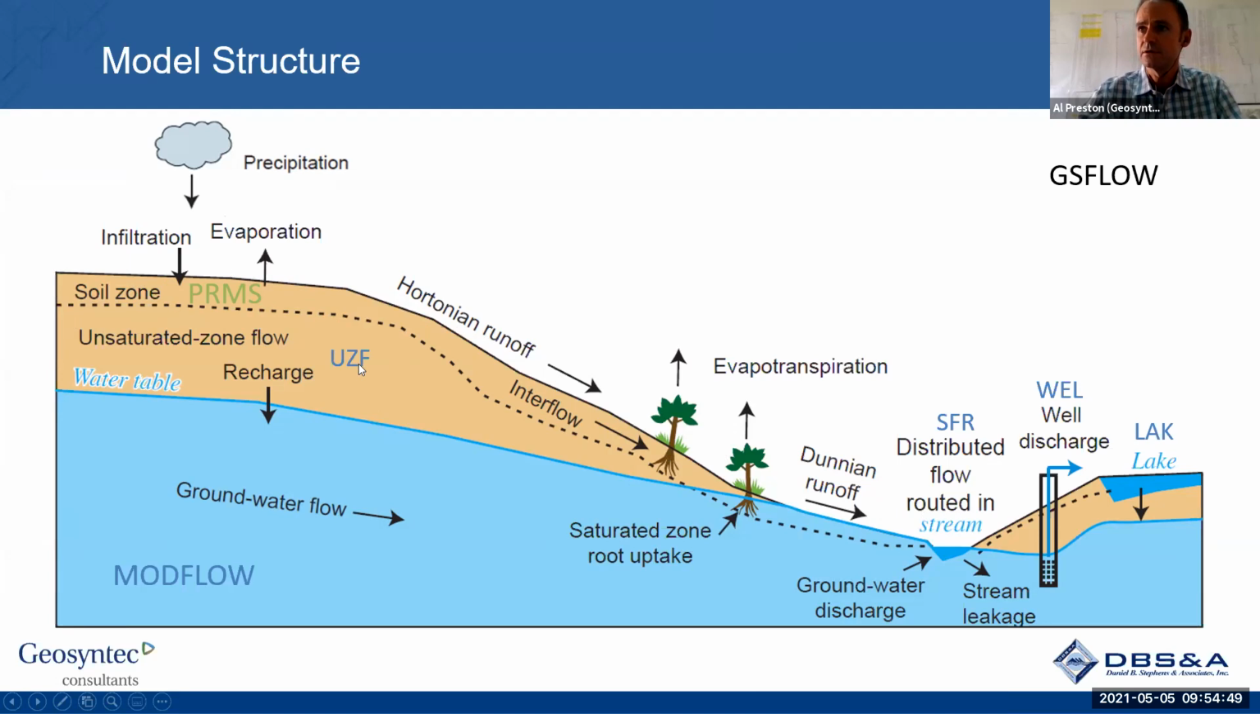So it has the unsaturated zone, it has the saturated zone. It can have uptake from the saturated zone through plants. The groundwater can discharge to streams. Streams can also recharge the groundwater through leakage. You can put in wells, which is very important because there's a lot of wells in the Ventura River watershed. And it can also have lakes, and it can have human-induced transfers of water throughout the watershed.